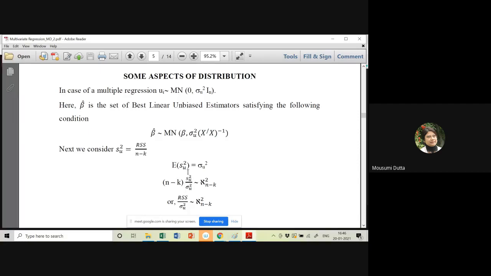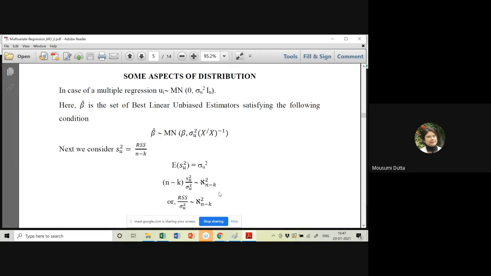Now, expectation of SU square is equal to sigma u square, and we can consider the ratio of variances, SU square by sigma u square. If I multiply this with n minus k, that follows a chi-square distribution with degrees of freedom n minus k.